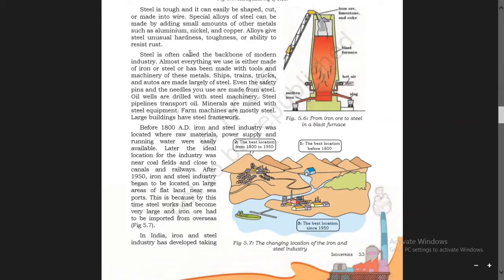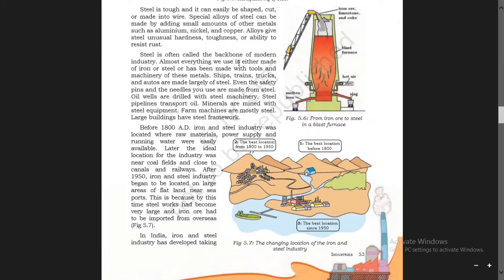Steel is often called the backbone of modern industry. It is always called the backbone of modern industries because steel is used in our industries for any construction or making. That's why it becomes the backbone of modern industry.